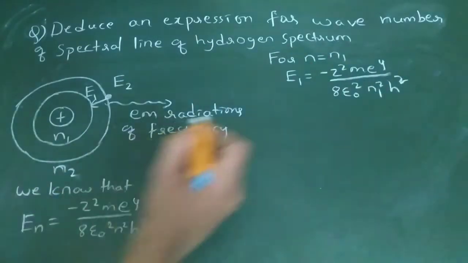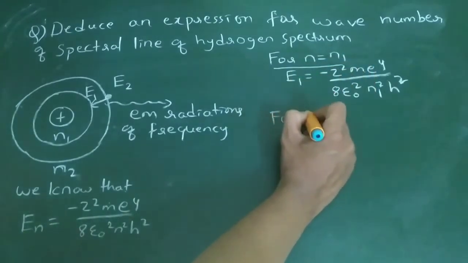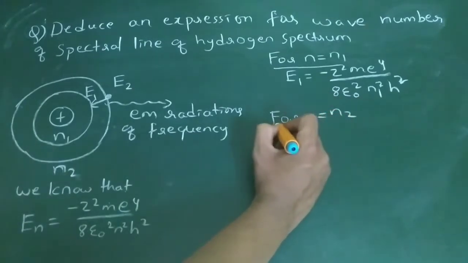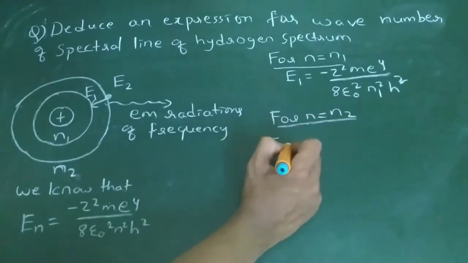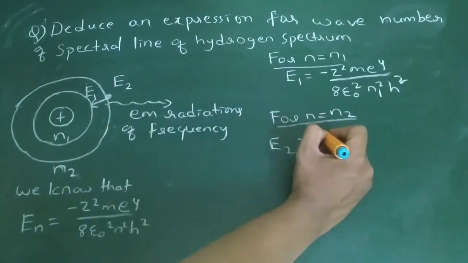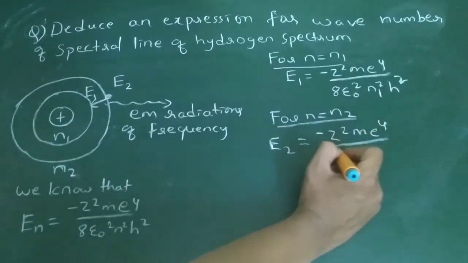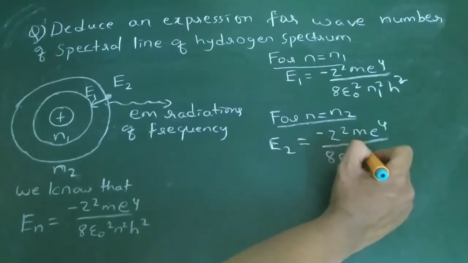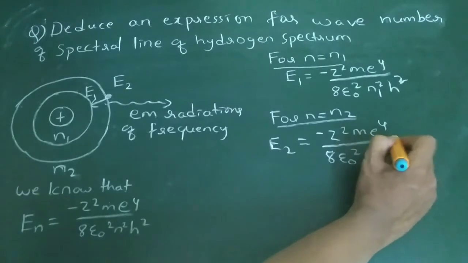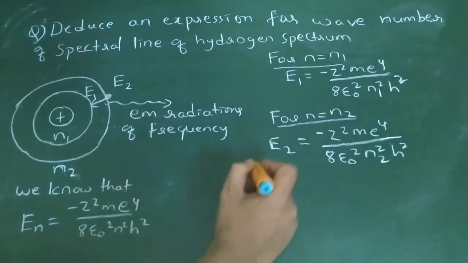Are you getting that? In the same manner, this is for n equal to 1; for n equal to n2 this equation becomes, E2 will be equal to minus Z square m e to the power of 4 whole divided by 8 epsilon naught square n2 square h square. Are you getting that? n2 square and h square. So these are the two things I have written.